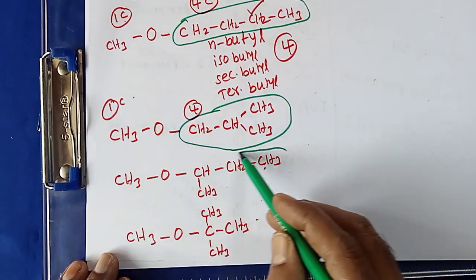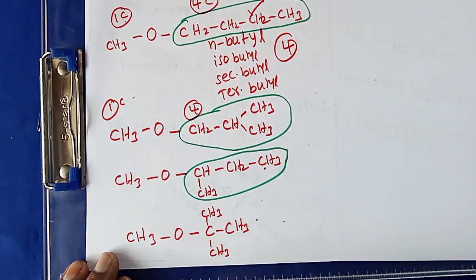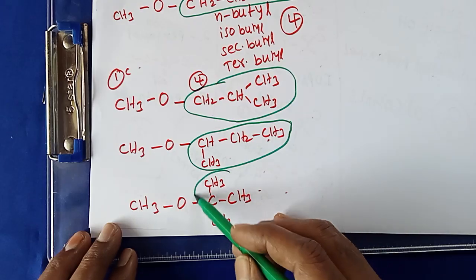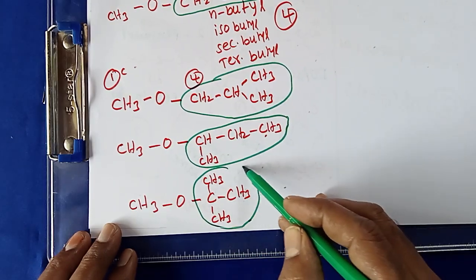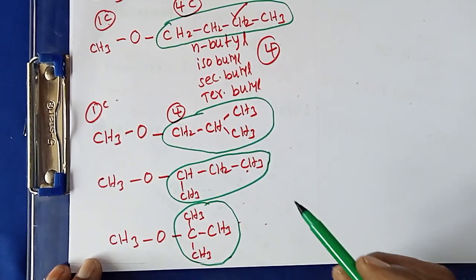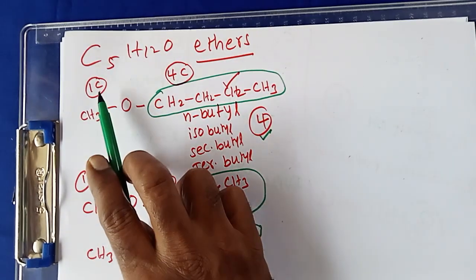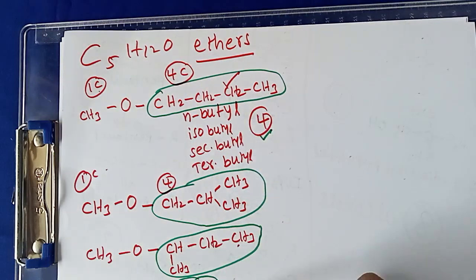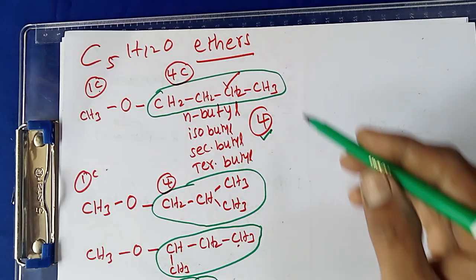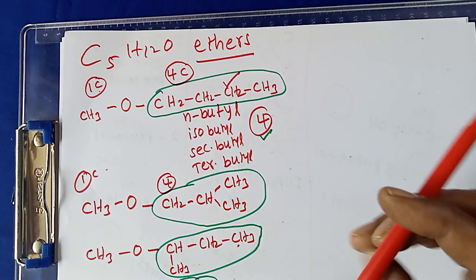Isobutyl. And this alkyl group name is what? Secondary butyl. And this alkyl group name is tertiary butyl. So total how many? 4, we got it. 4: 1 carbon on the left side, 4 carbons on the right side. Next, ethers.